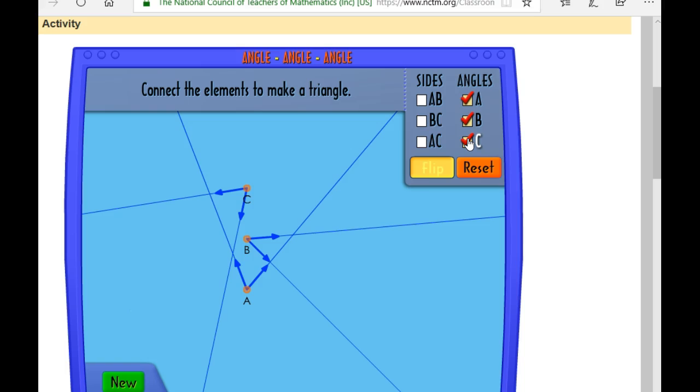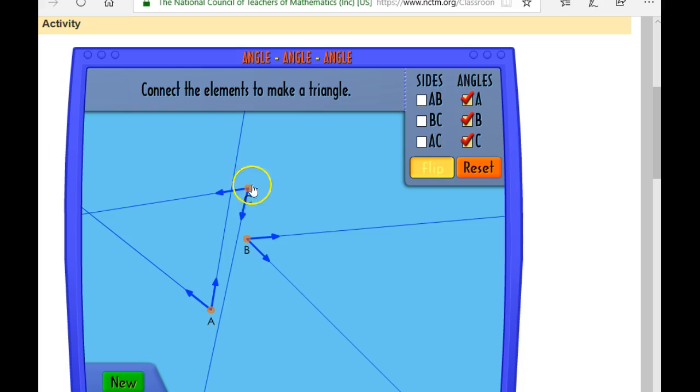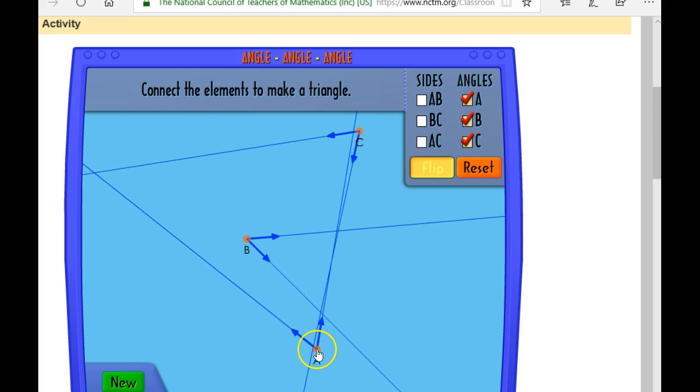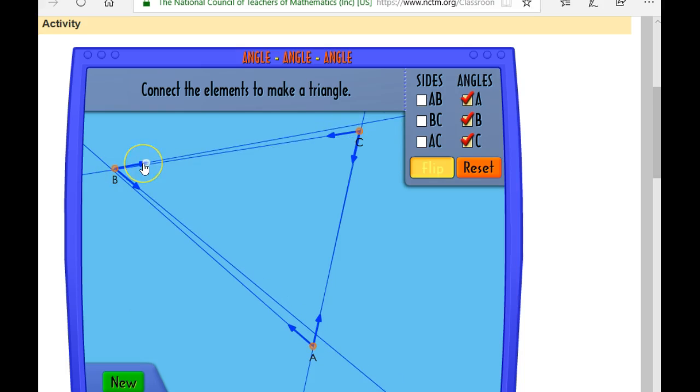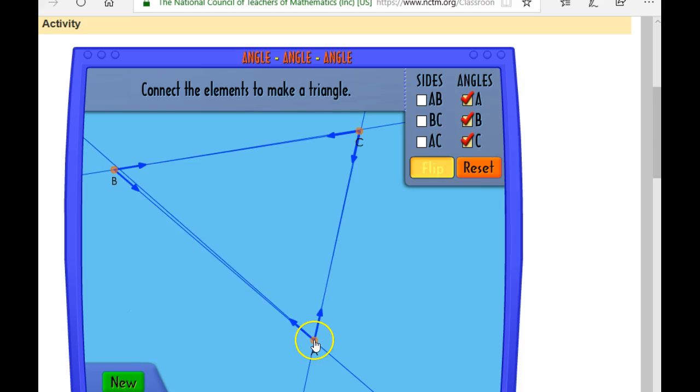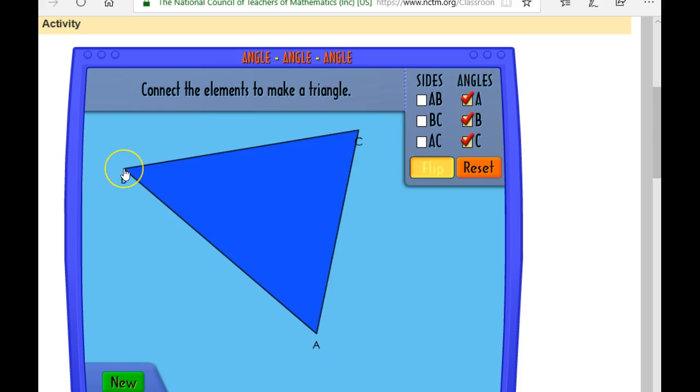Now, three angles make a triangle, as long as they add up to 180, so these do. Now, these three angles make a triangle. If I try to get them at an angle. Why is this not working for me? Should be. All right, there you go.